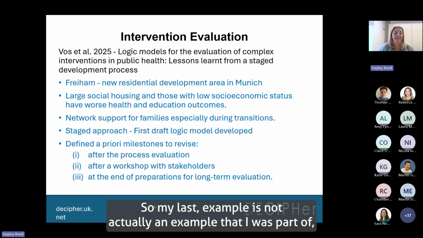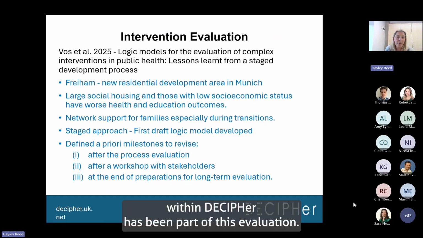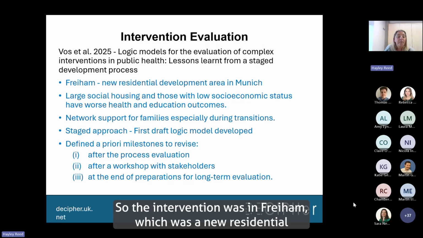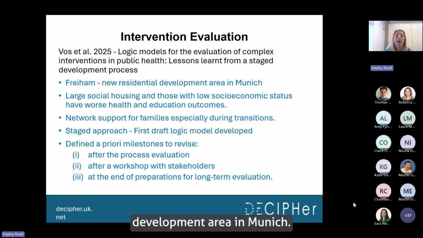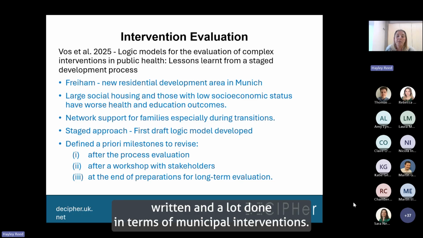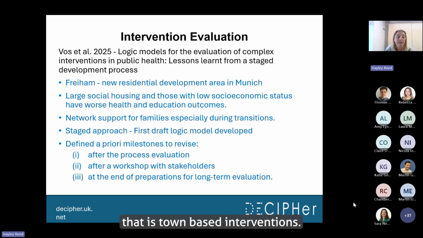Right, so my last example is not actually an example that I was part of, but somebody else within the research team, Professor Graham Moore, within Decipher, has been part of this evaluation. So this was more about intervention evaluation. The intervention was in Freiham, which was a new residential development area in Munich. And there's a lot written and a lot done in terms of municipal interventions. What they mean by that is town-based interventions.